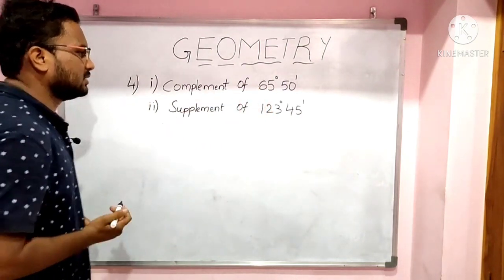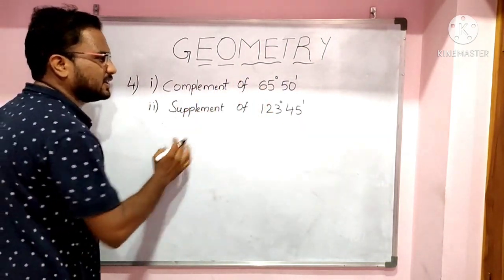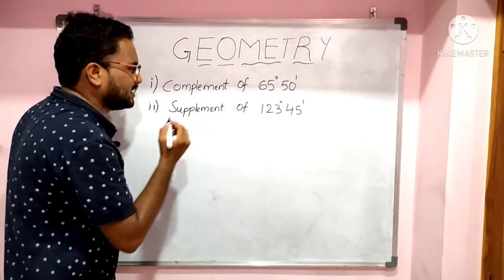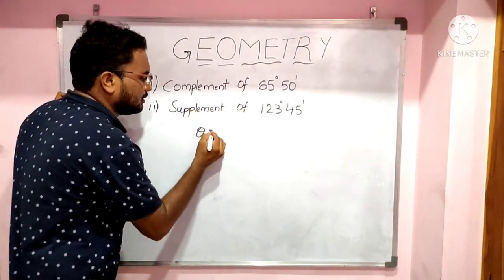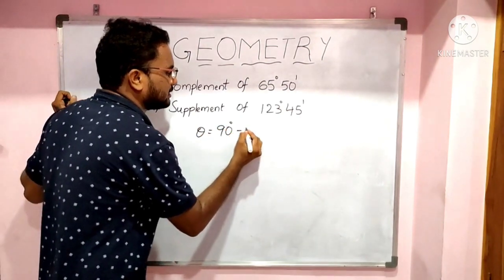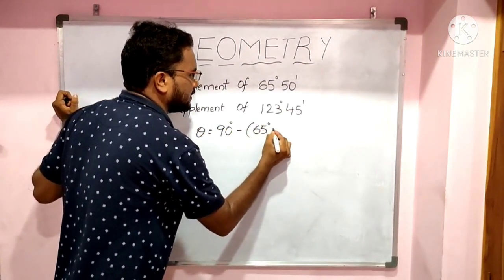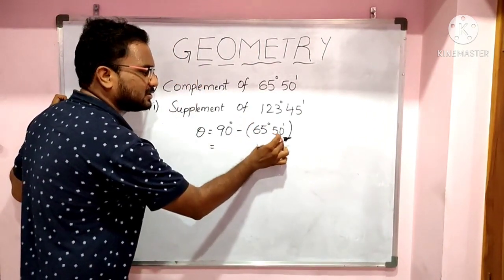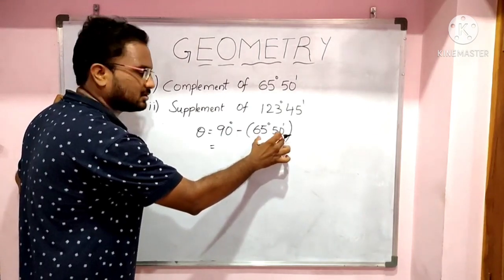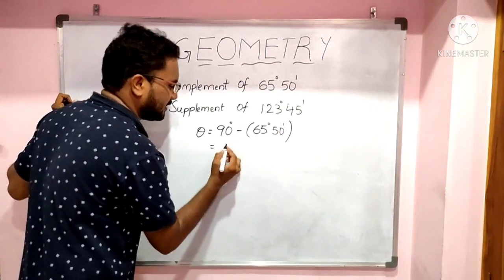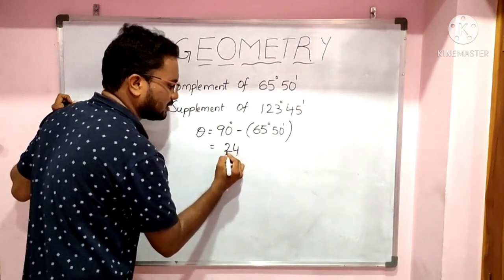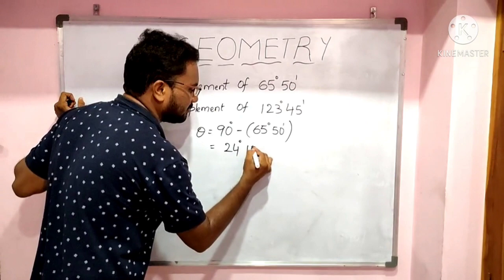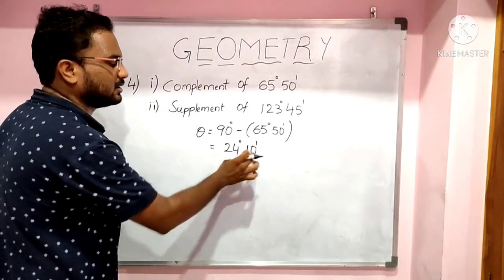Coming to this problem. Complement of 65 degrees 50 minutes. Complement means the sum of the two angles should be 90 degrees. So the other angle is 90 degrees minus 65 degrees 50 minutes. If we add 10 minutes, it will be 66. 90 minus 66 is 24. So 24 degrees and the balance 10 minutes. 24 degrees 10 minutes. These are sexagesimal minutes.